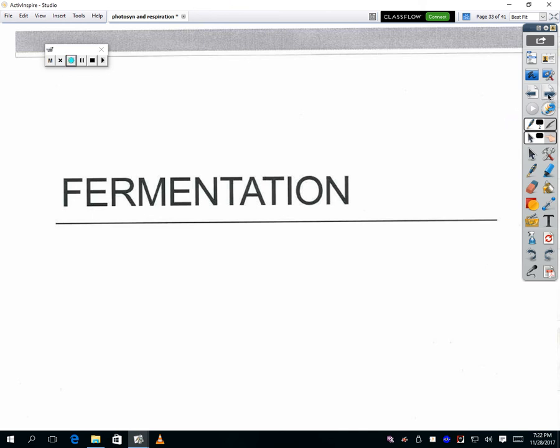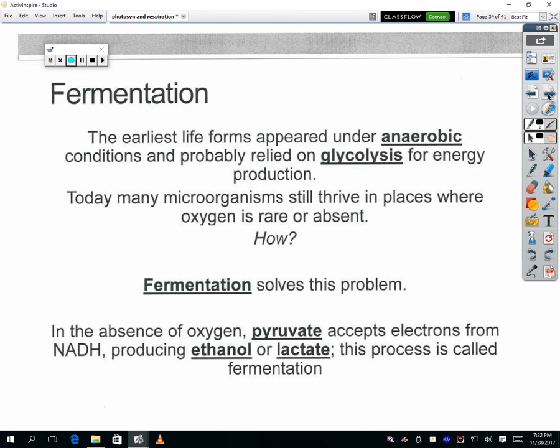So what do they do to get energy? Well, it's a pretty simple process that for some people is kind of confusing. Interestingly enough, the first life on our planet appeared on a planet without oxygen. So life started with this process called fermentation. And really, fermentation is a fancy word for going through glycolysis.